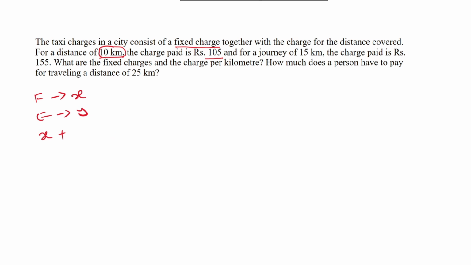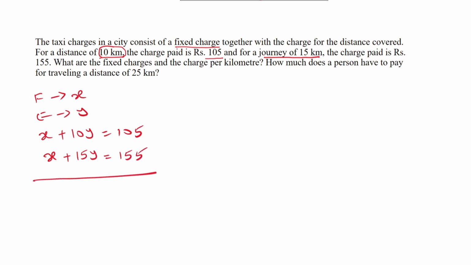Fixed charges x, and then she traveled 10 kilometers, right? So 10y, which equals 105. This is equation number 1. Next, for a journey of 15 kilometers, the charge paid is 155 rupees. Fixed charges x plus she traveled 15 kilometers, so 15y equals 155.